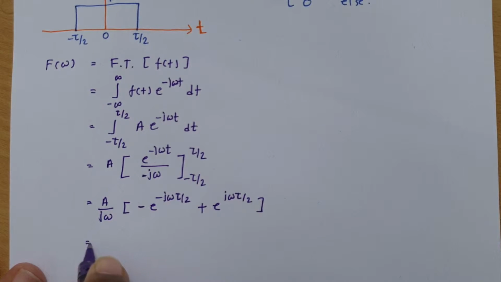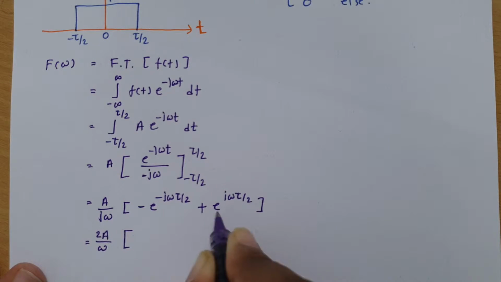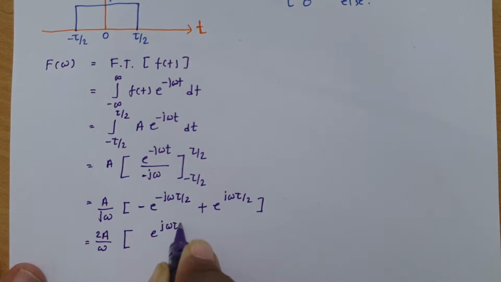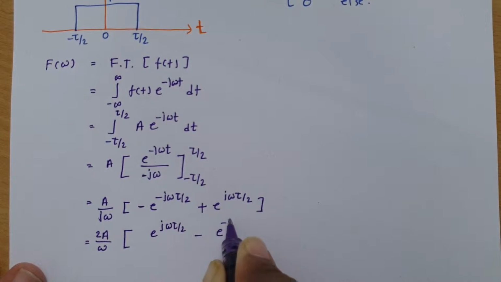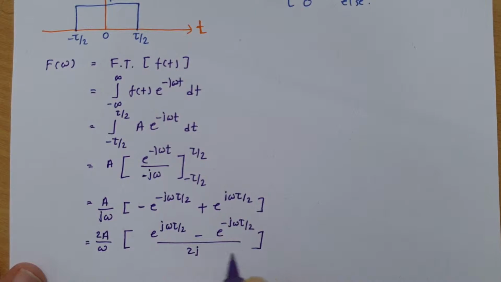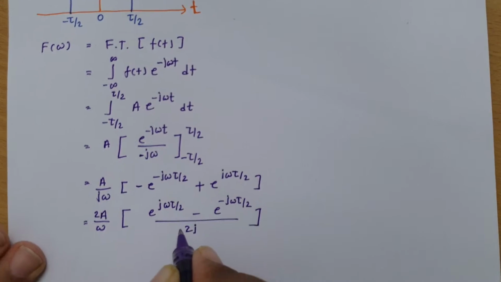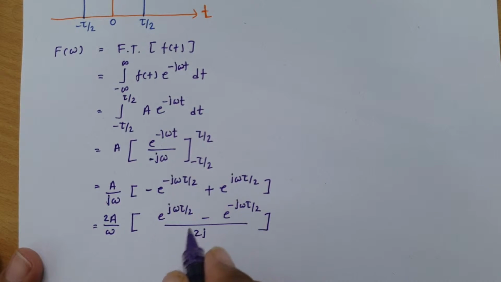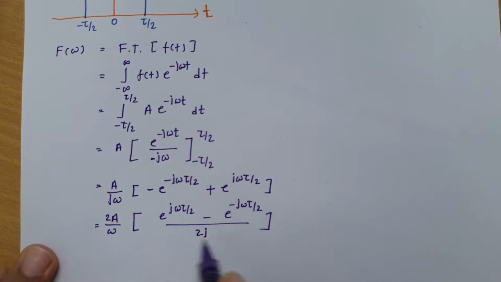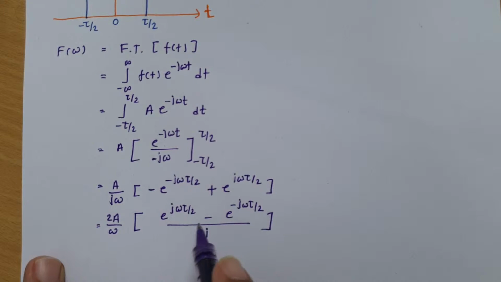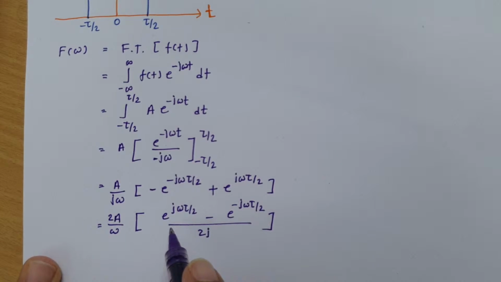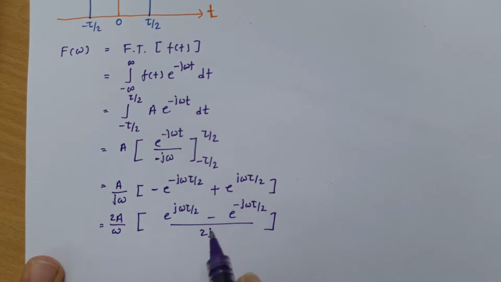Now if I want this in terms of sine function, then I can have adjustment. Like, see, what I will be doing is I will be multiplying it with 2 and divide by omega, and here I will rewrite it like, see, e to the power j omega τ/2 minus e to the power minus j omega τ/2, this divided by 2j. So here only 2, that is what I have multiplied and divided. So this is what sine function.